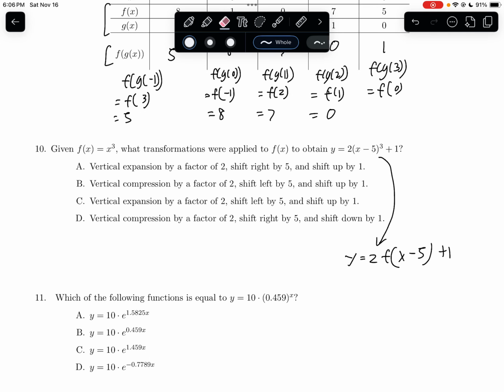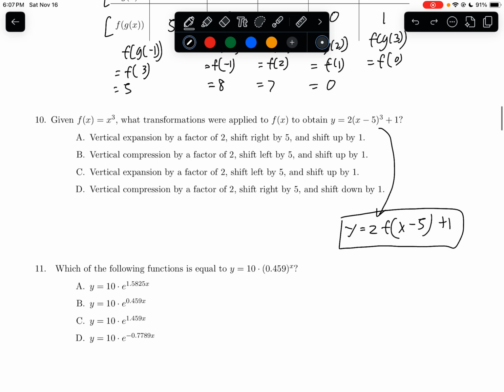And so what we can see is that this is the representation for the transformed function, the new one that we obtained, the y equals, in terms of f. And this makes it a little bit more clear what's going on. Now we can recognize this form. We're multiplying the function by 2, which means we're vertically expanding it by a factor of 2. So it's not d, because that's vertical compression, and it's not b, because that's also vertical compression. So it's between a and c.